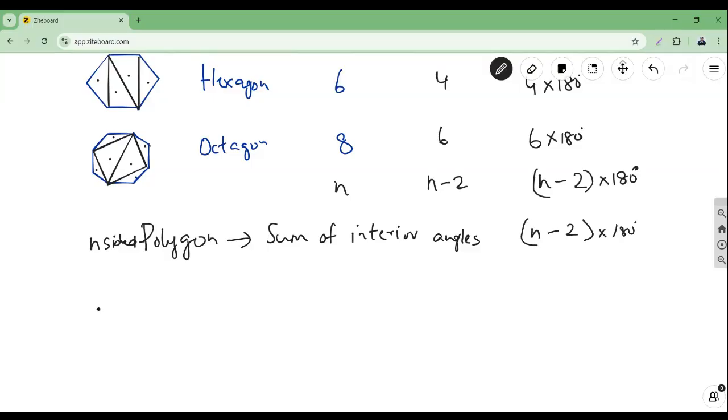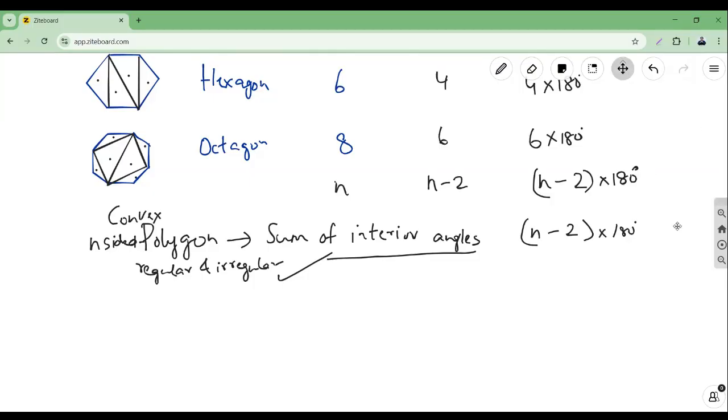Now, the sum of interior angles is for all kinds of polygons. It could be regular or irregular; however it is, this is going to be true. If you add up all the angles inside that polygon, and remember, these are all convex polygons, not concave polygons.